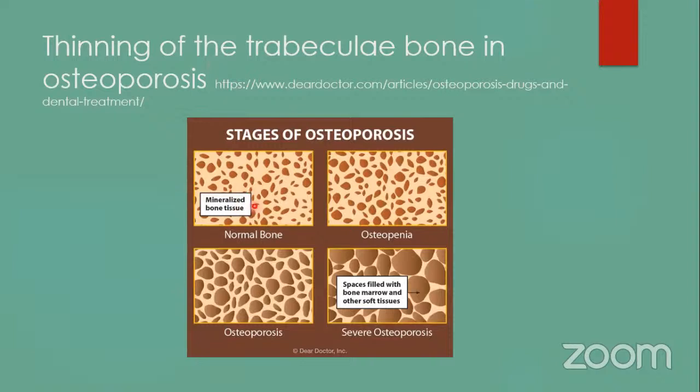So we start with the normal bone, and then with time the marrow spaces become larger because we are losing bone. So the trabecular bone becomes thin and sparse, and the bone marrow spaces become larger. These are filled with fibrous tissues and all that.